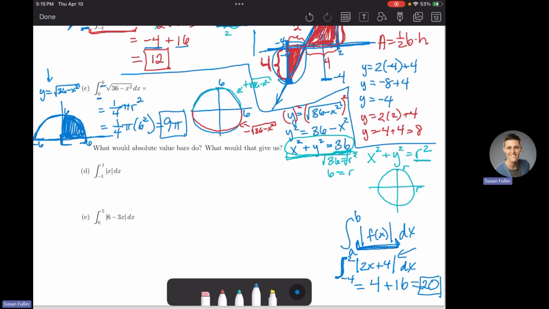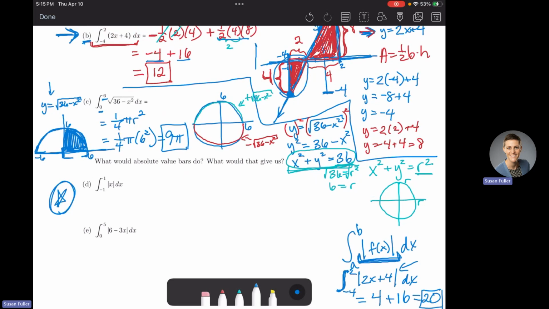And so I want you to think about that a little bit and play with some things in your homework to try to figure out how to use those absolute value bars. And then we're going to work these two in class next week together because I want you to have a better idea of how to do those. But for now, I want to leave you with the idea that absolute value bars are going to make all of our area count as positive.